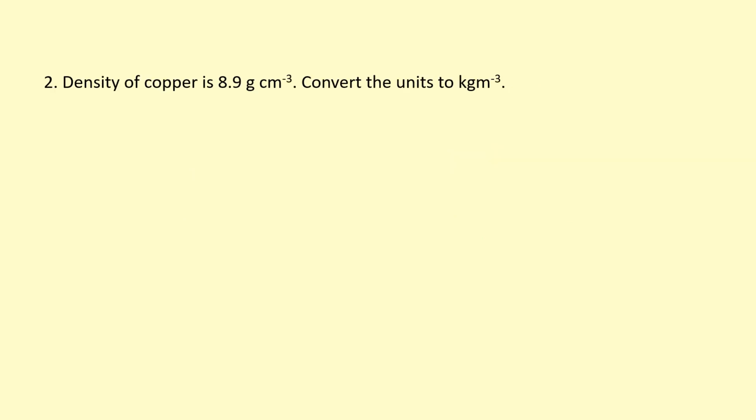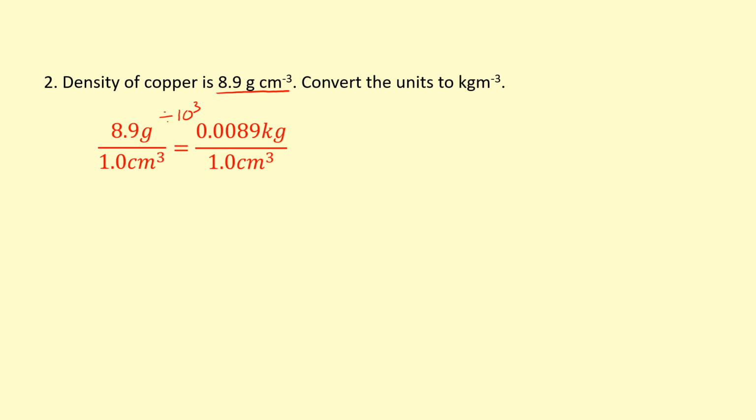The density of copper is 8.9 grams per centimeter cubed. Convert the units to kilograms per meter cubed. So 8.9 grams per centimeter cubed basically means 8.9 grams for every centimeter cubed. I'm going to turn the grams into kilograms first by dividing by 1,000. So that gives me 0.0089 kilograms.